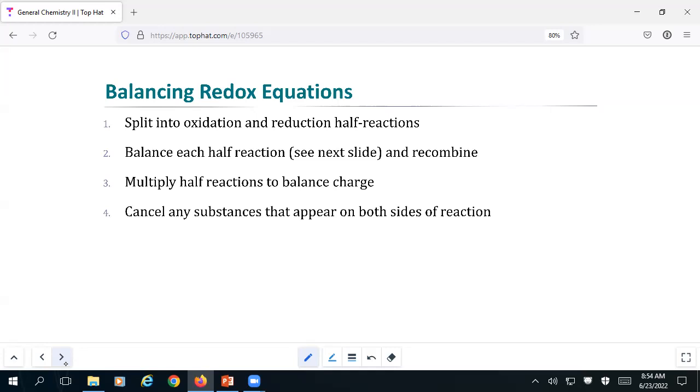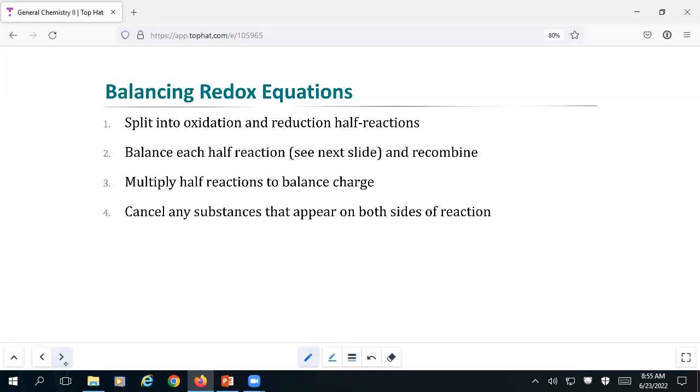Now, the part of this that we haven't done is we haven't talked any about balancing these reactions. And because electrochemistry is going to be based on these kinds of reactions, we're going to have to spend a little bit of time with balancing here, just so that we can get a sense of where these reactions ultimately come from. So how you balance a redox equation is as follows.